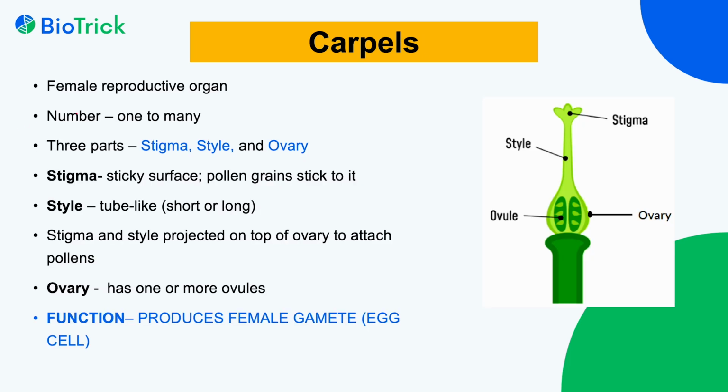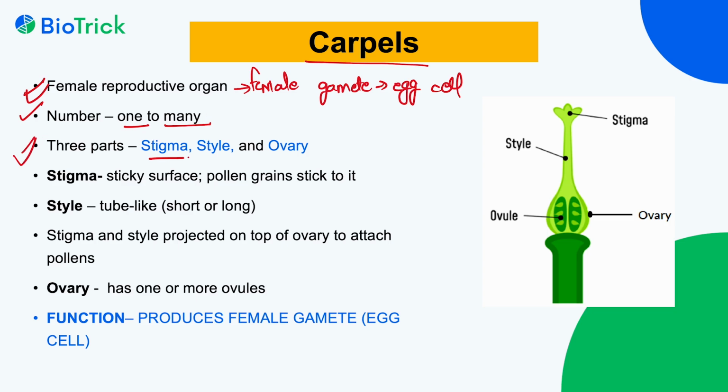Now next is carpel. What is carpel? Carpel is the female reproductive organ of a flower. It will produce the female gamete, which is the egg cell. Their number can be 1 to many in a flower. Each carpel is divided into 3 basic parts: stigma, style, and ovary. This is stigma, the topmost portion of the carpel. This is style, the tube-like structure. And third is ovary, the basal and swollen portion of the carpel.